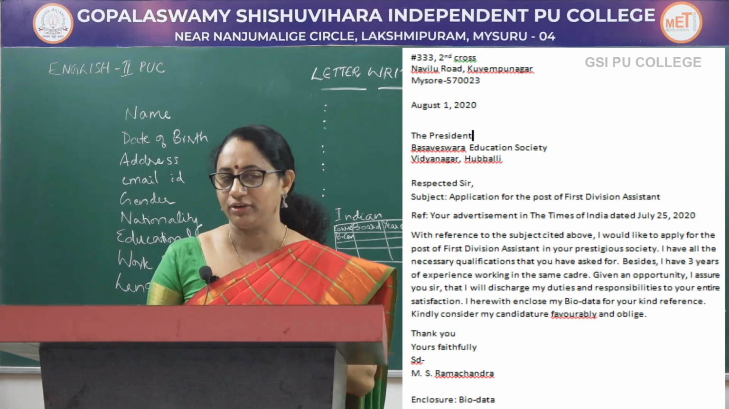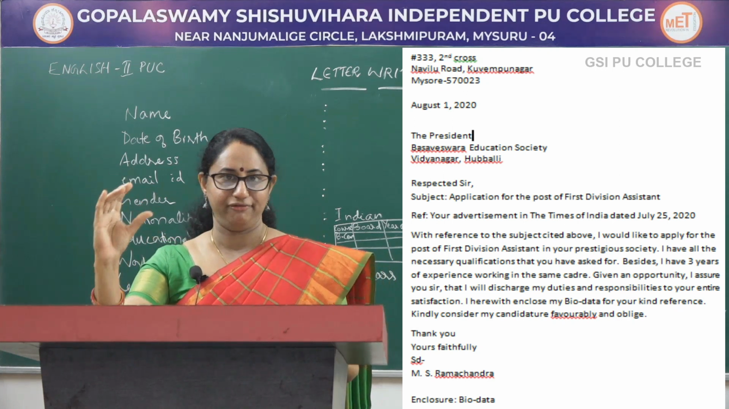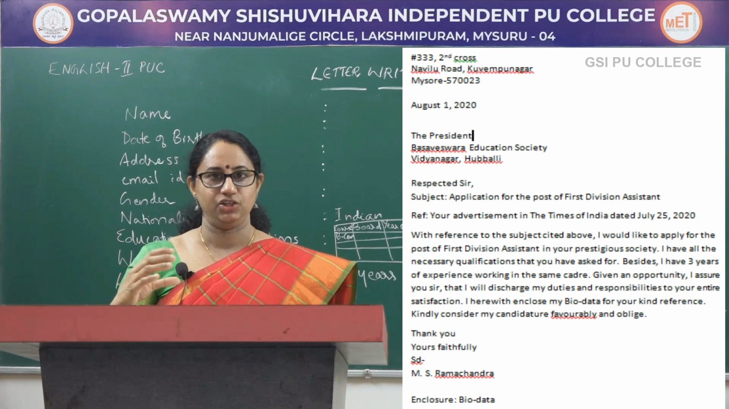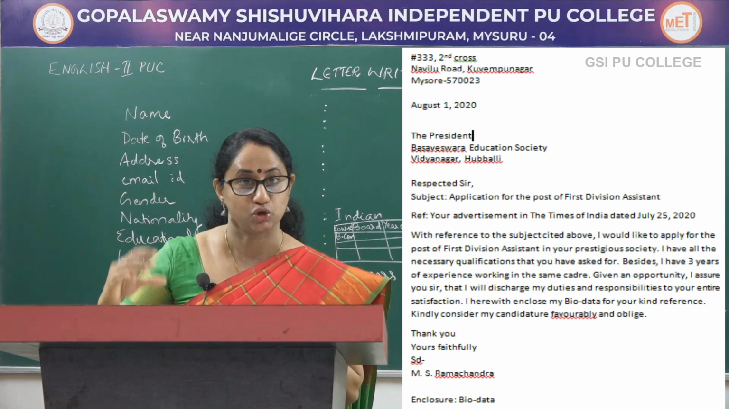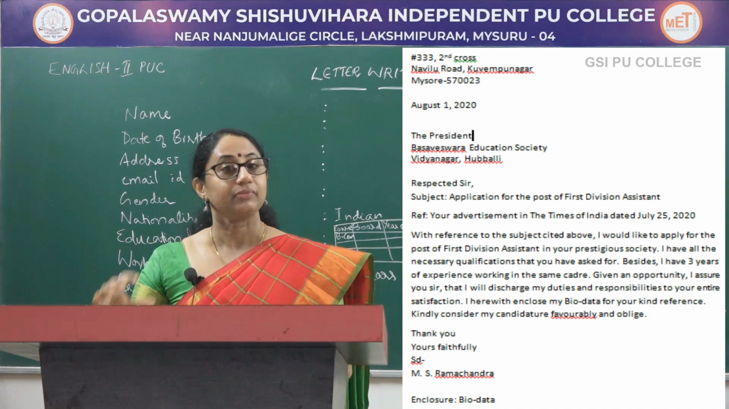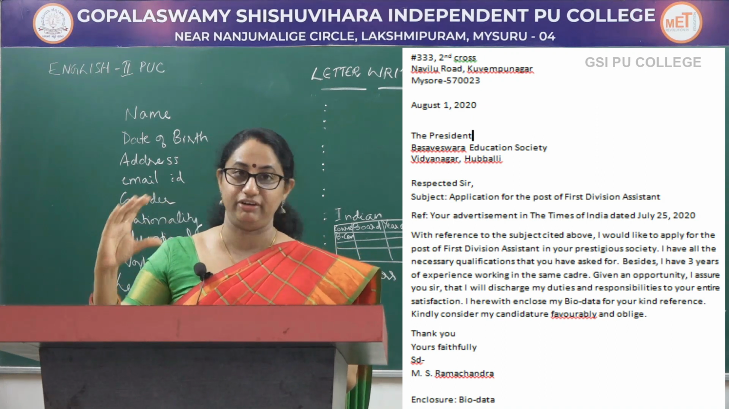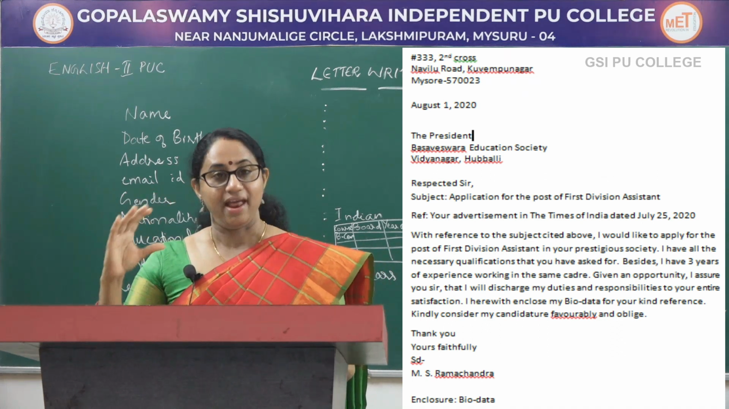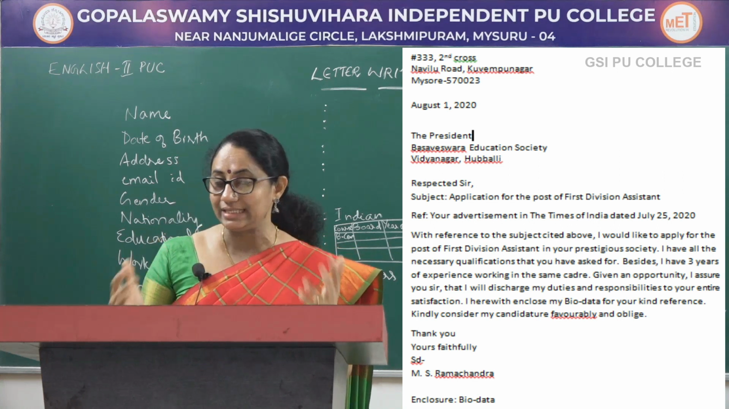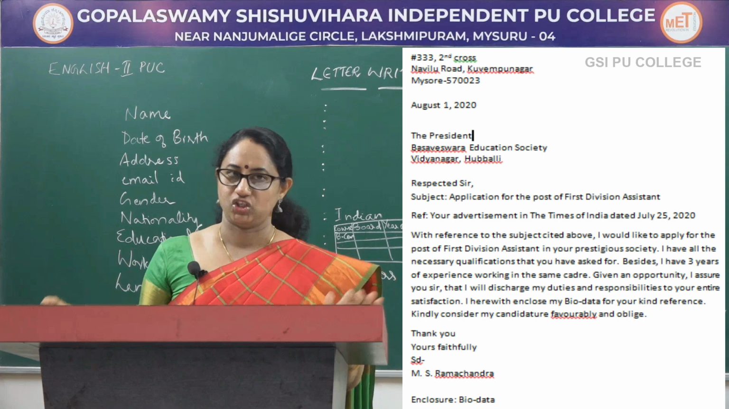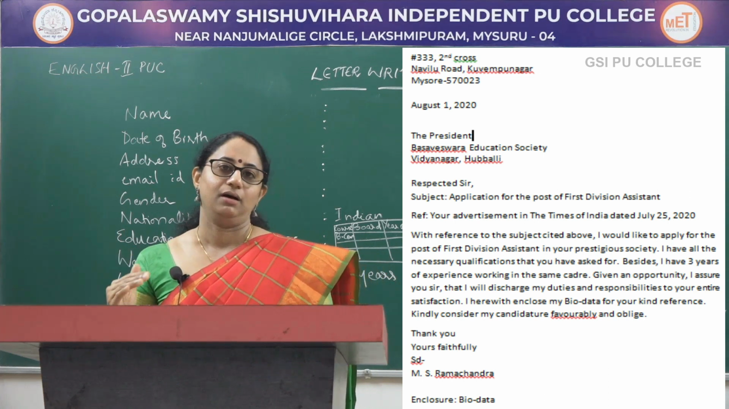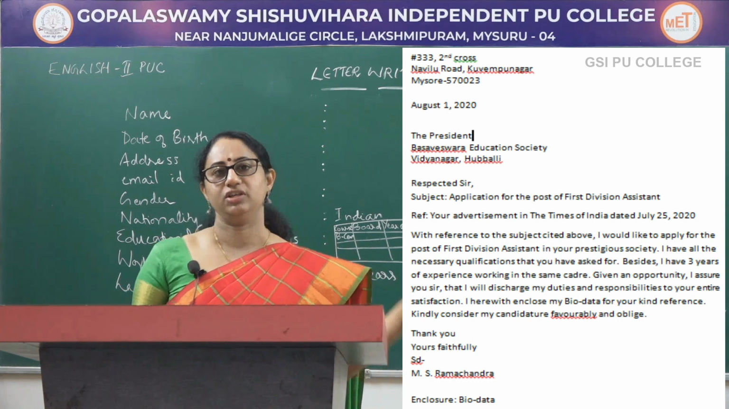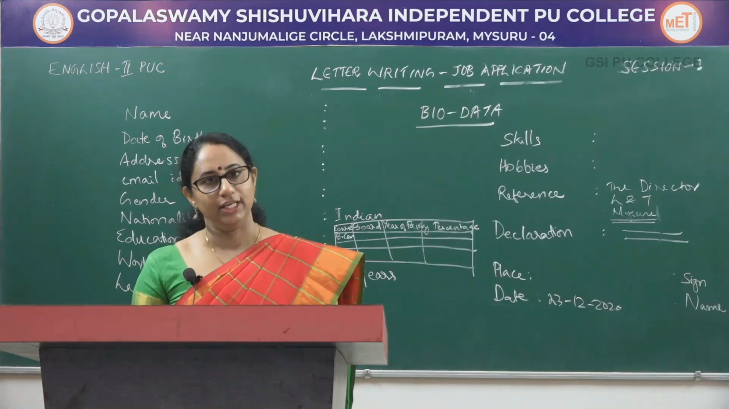So see the body of the letter. What have you written? First you have mentioned the reference. Reference has already been cited above, that you have mentioned in your letter. Then you have mentioned that you are applying for the post of First Division Assistant. Then you have mentioned that you have all the necessary qualifications required. Then you have spoken about having 3 years of experience, and then you have given them an assurance that you will discharge all your duties in a responsible way, and then you have summed up by expecting a positive reply from them. And then comes the complimentary closure and then the signature line. So this is about the letter.